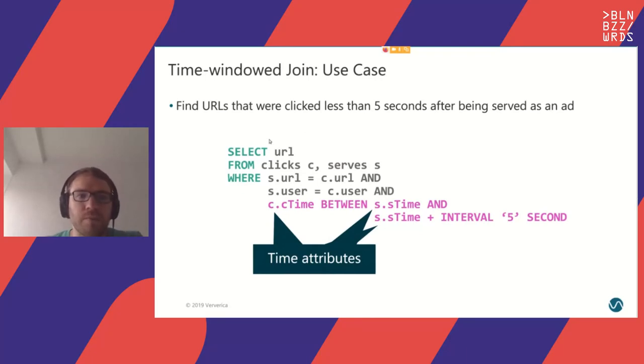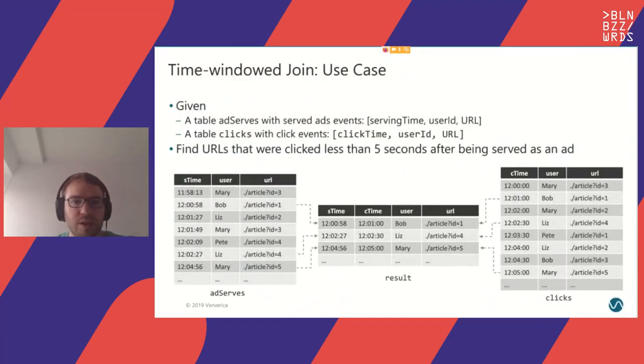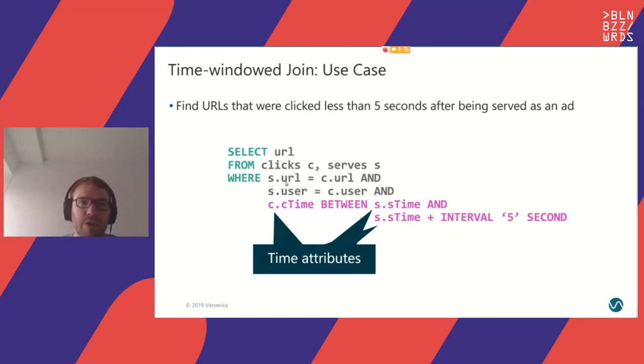So if we want to solve the task that we had before, then the query would look like this. We would have the clicks table and the serves table. We would join on the URL and the user, because we're interested only in events where the URL matches and the user matches. Then we would specify that the click time should be between the serving time and the serving time plus an interval of 5 seconds. Here we don't subtract, because the lower bound is basically the serving time. It's not really possible that the user clicks before the ad was served, but from the time the ad was served to 5 seconds after that, we want to join if a click happened within this time.